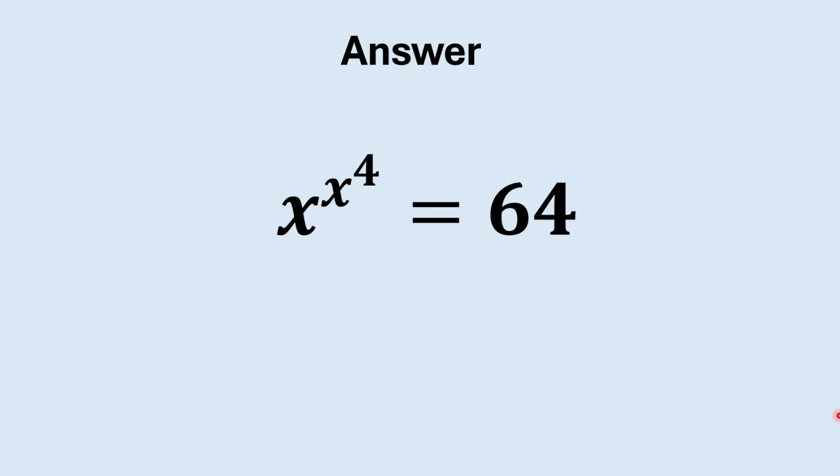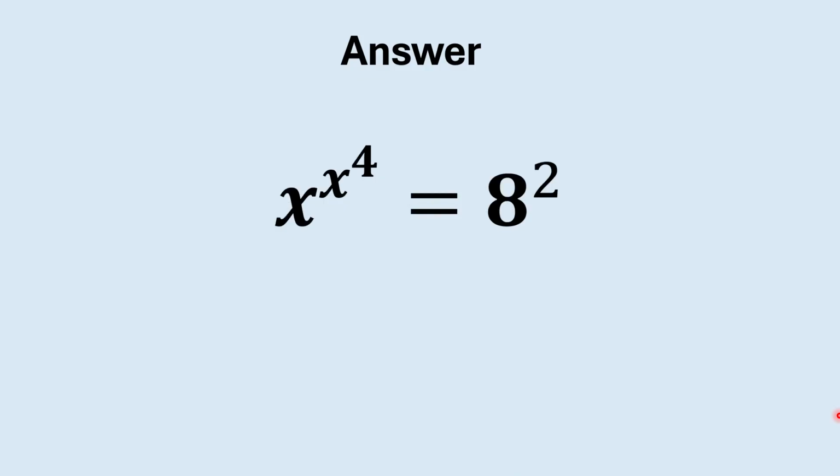So the first step may not be too hard. We just need to convert 64 into a power expression. So here we can just convert it into 8 squared, because 8 squared is equal to 64. And from here, the next step is very tricky and we have to employ a very special strategy here.